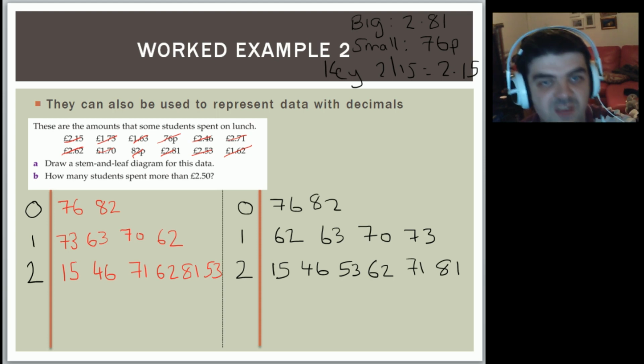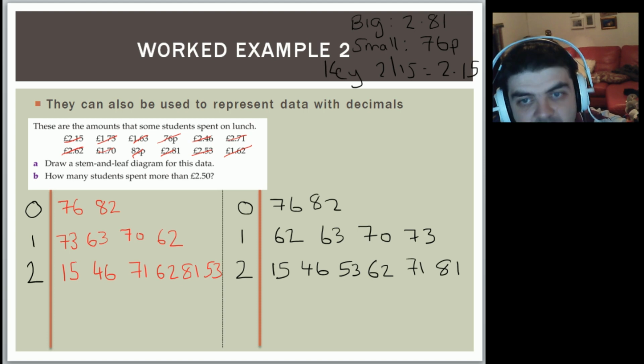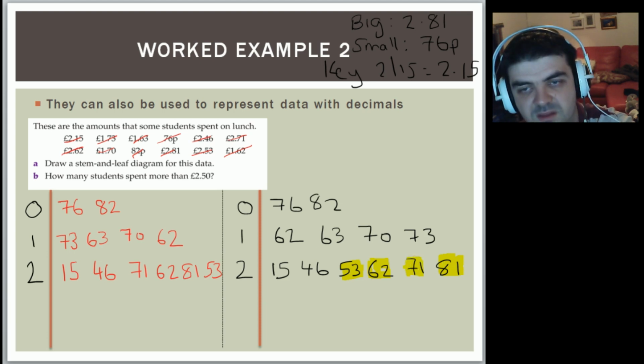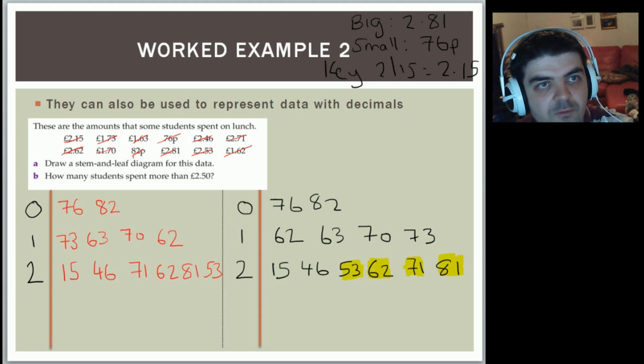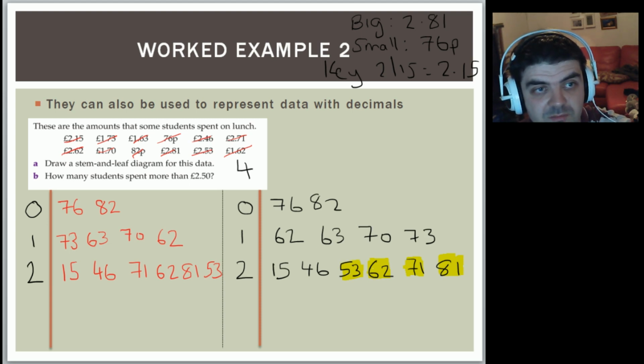If I look to see how many students spent more than £2.50, well, £2.46 is that one. Anything above that is going to be big enough for you. So that's 1, 2, 3, 4. And that's that. So there are 4 students that spent more than £2.50, which is all good.